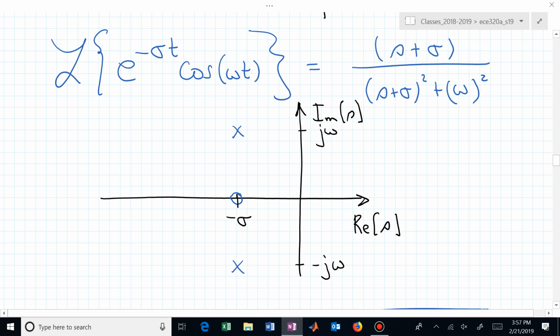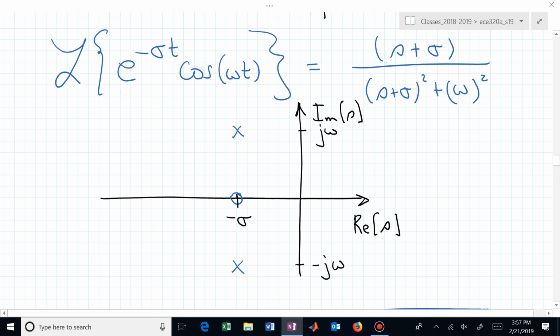And what does our pole zero pattern look like? In the S plane, now everything is shifted into the left half plane by the amount of damping sigma. The more damping we have, the farther those poles are into the left half plane. The further those poles are into the left half plane, the faster or slower your response is.